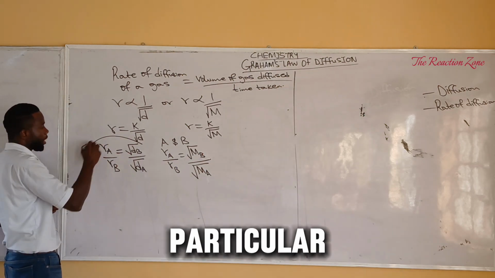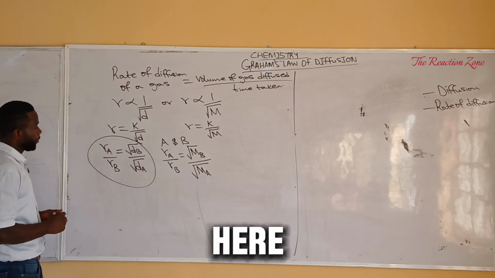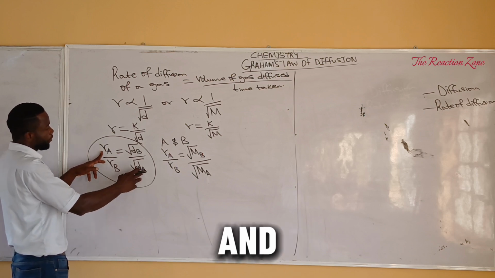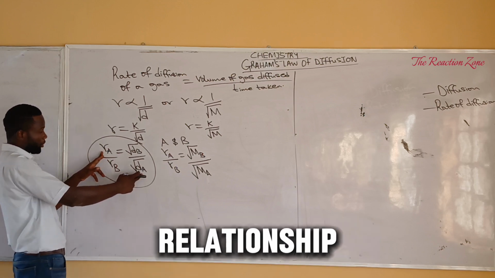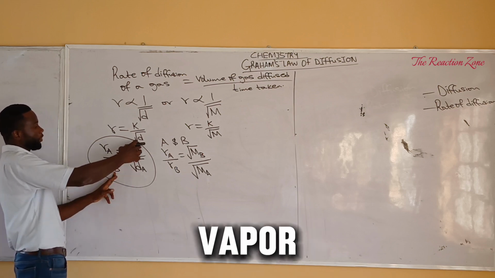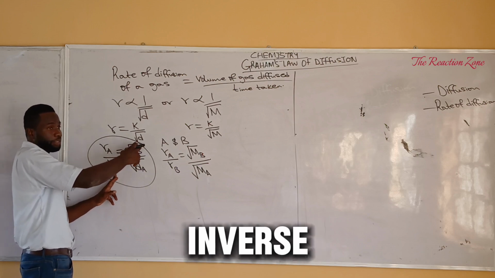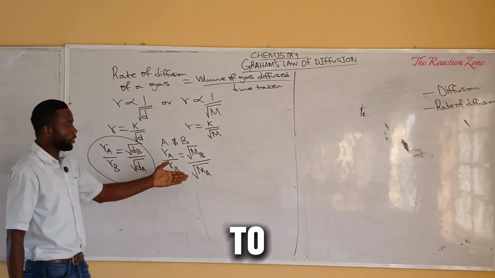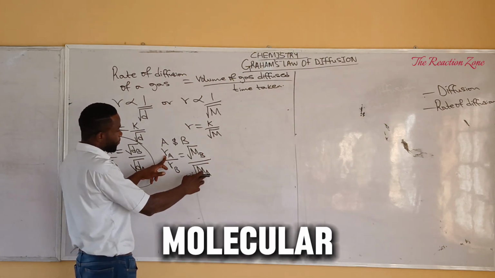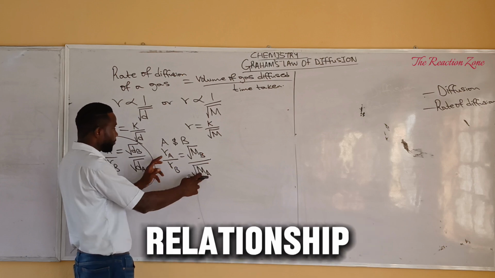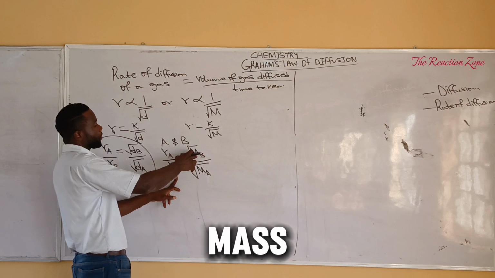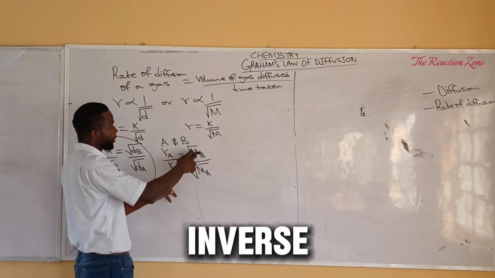Looking at this particular expression, we can clearly see that the rate of diffusion of gas A and the vapor density of gas A have an inverse relationship. In the same way, the rate of diffusion of gas B and the vapor density of gas B also have an inverse relationship. With respect to molecular mass, it is still the same. The rate of diffusion of gas A and the molecular mass of gas A have an inverse relationship, just as the rate of diffusion of gas B and the molecular mass of gas B also have an inverse relationship.